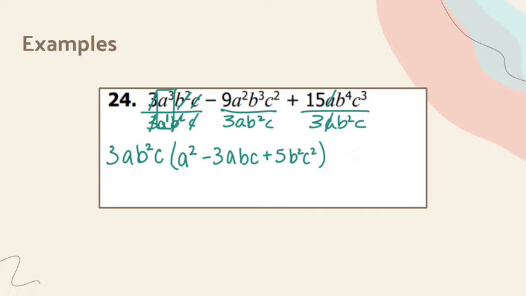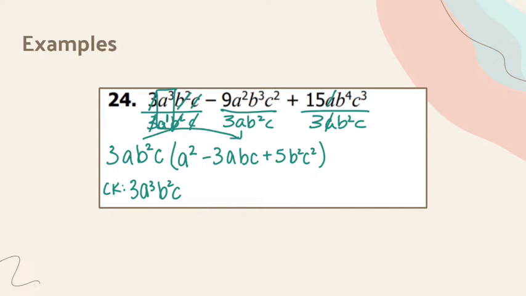So as I check my answer, when I distribute this, the only thing in this term is an a, so the only thing that will change is the a. So the 3 stays the same. A times a squared is a cubed. And then b squared c is going to stay the same too because there were only a's in this term.